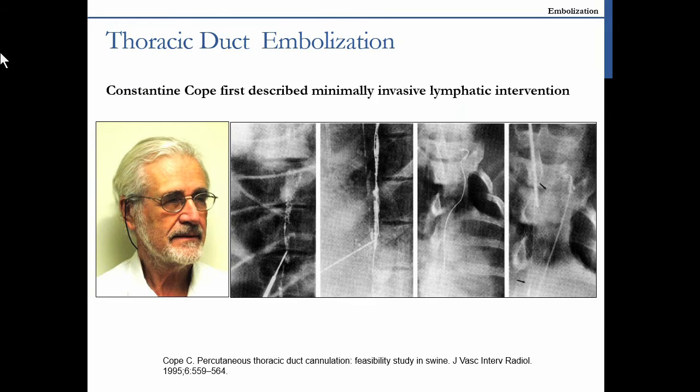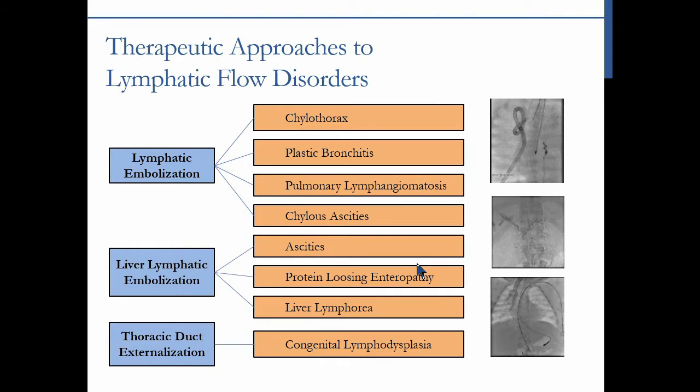So what about therapy? This is my hero, Dr. Konstantin Kopp. He is a father of interventional radiology. He is inventor of many, many, many devices. He is the one that conceptualized the idea that you actually can do some lymphatic interventions. You can actually go inside the thoracic duct and do something. So he was my mentor. And we started with thoracic duct embolization. Right now, that's where we stand.